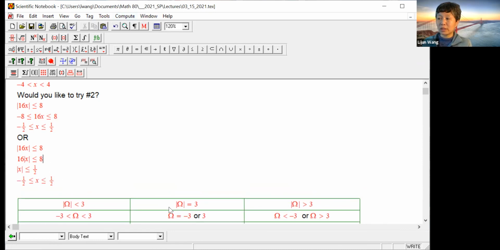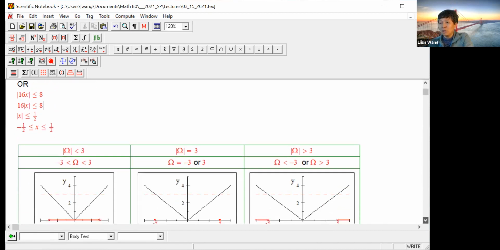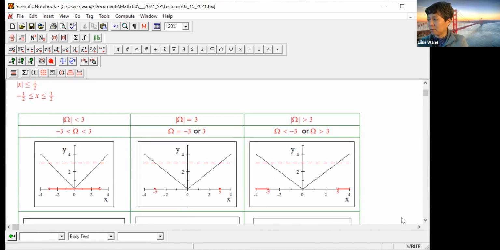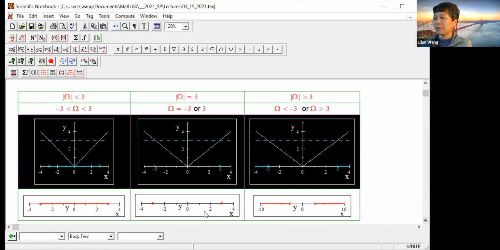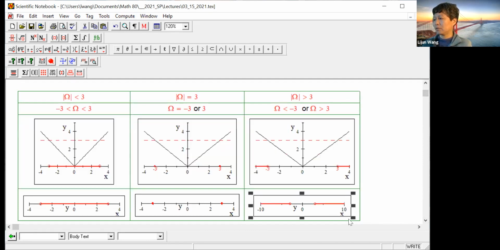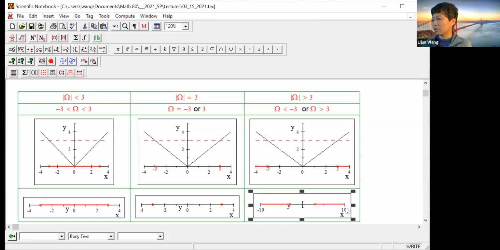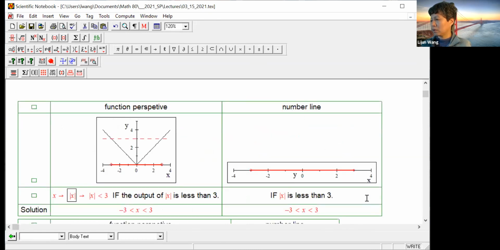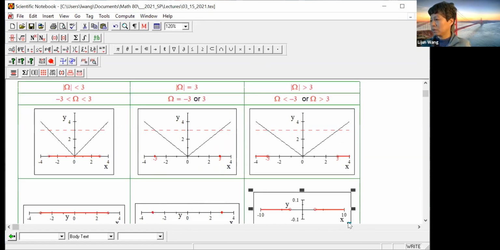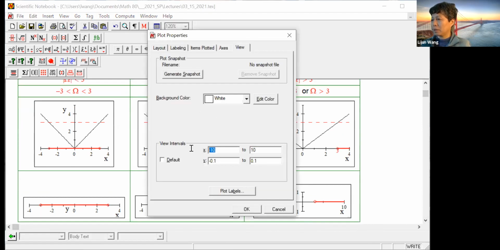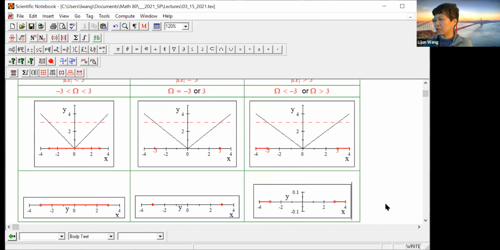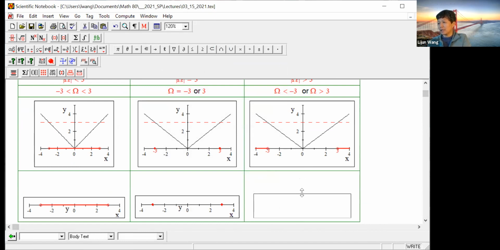All of these questions fall into one or two of the cases. This is the function perspective, and this is the number line perspective. Let me make a little adjustment over here, because the scale is a little bit awkward. Make it -4 to 4. I just changed the view a little bit. Anyway, that is done.